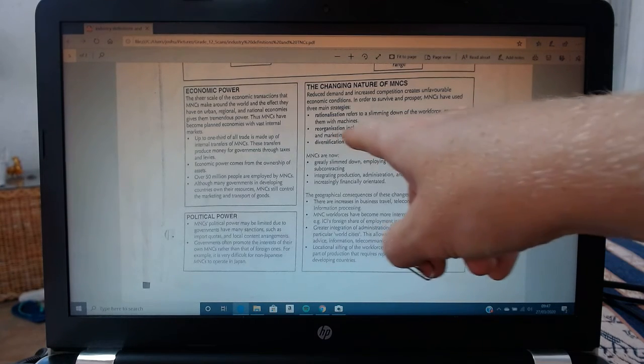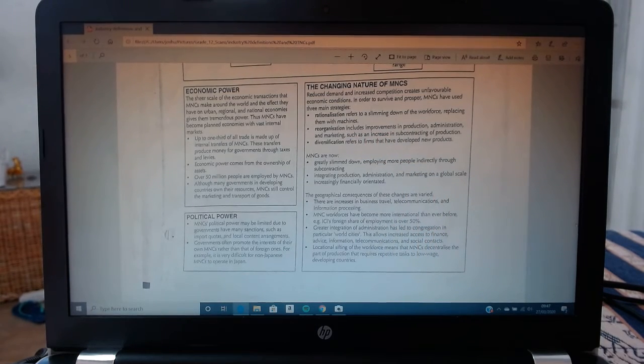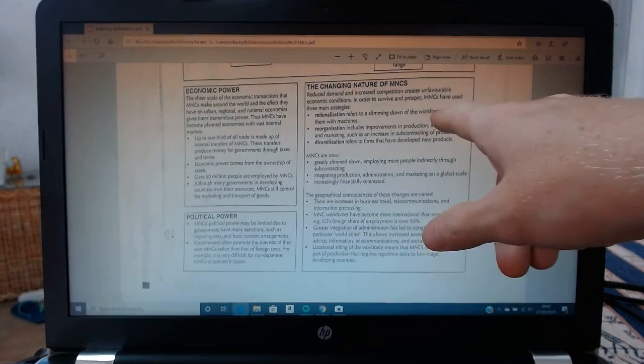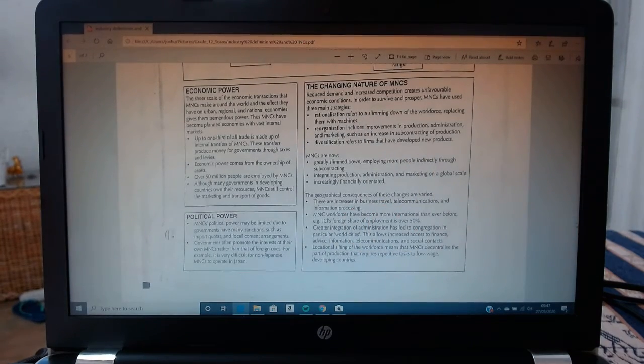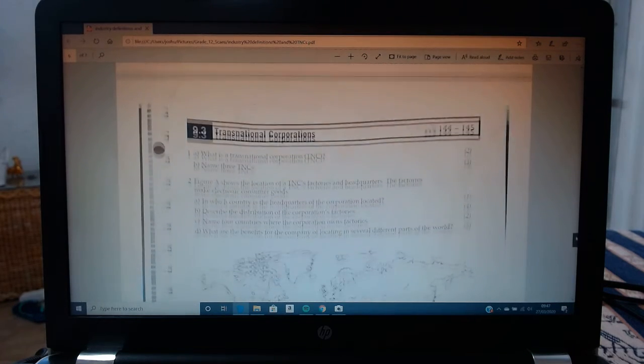All right, reorganization, improvements in production, administration. They're always trying to save on costs, so they'll keep reorganizing themselves to find the cheapest way of making their products so they can save money. And then also rationalization: slim down the workforce, replace them with machines. So as technology increases, there'll be more machines working, which costs them less because they don't have to pay wages or sick leave or anything like that.